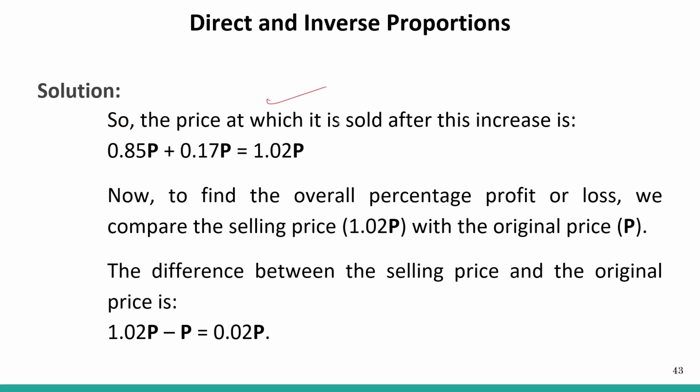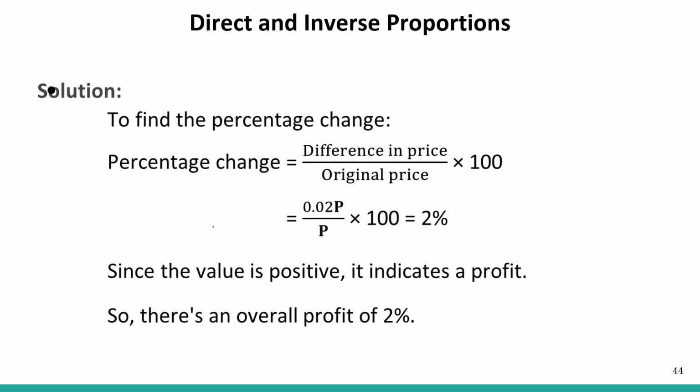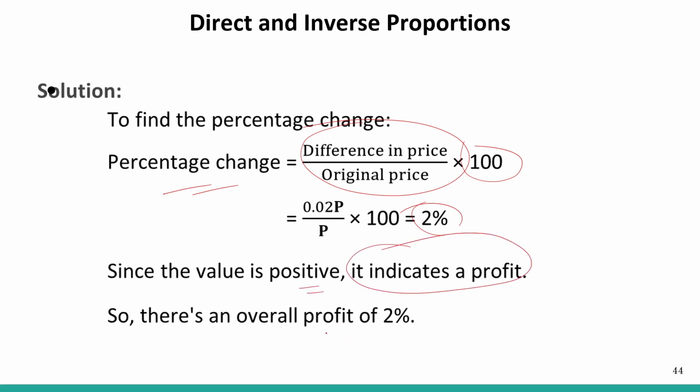Okay. So the price at which it is sold after this increase is 0.85p plus 0.17p, which is equal to 1.02p. So the net profit is 0.02p, right? So the profit change is equal to the difference in price by original price into 100, which is equal to 2%. So the value is positive. So it indicates what? Profit, because the selling price is greater than the original price or the cost price. So the net overall profit is 2%.